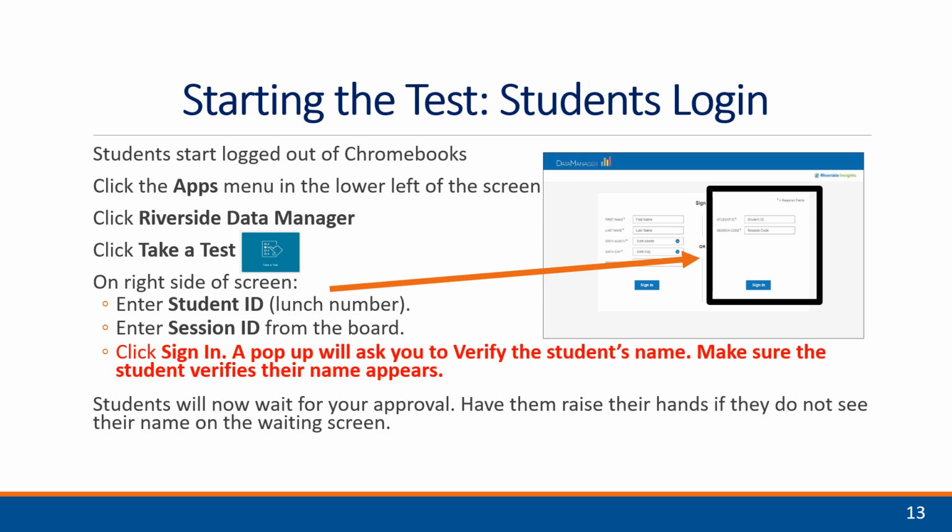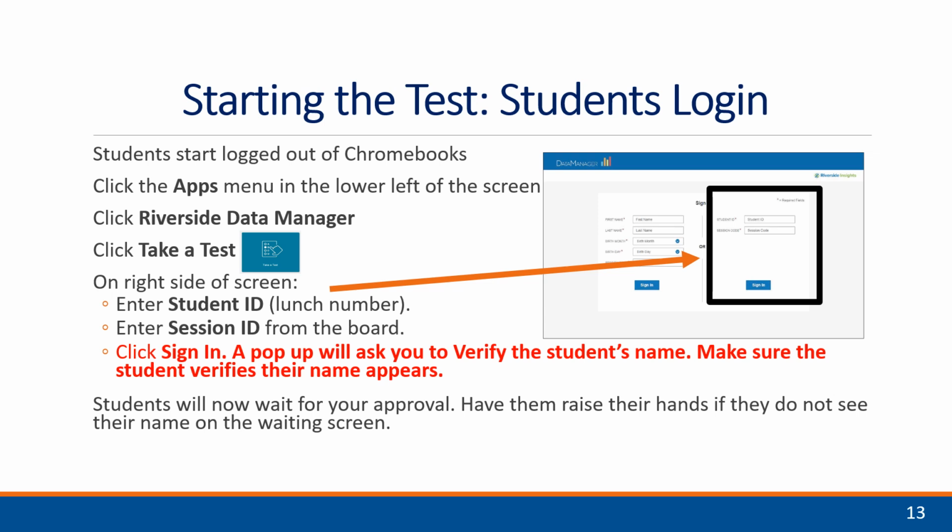Then on the right side of the screen, you'll see that there's two areas for students to log in. Please make sure that the students are logging in on the right-hand side where it says Student ID, which is their lunch number, and then Session ID. The session ID that you will be inserting in there is the session code that you previously created. After the students enter their student ID and their session ID, then they'll be clicking Sign In.